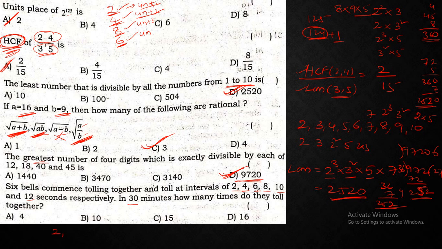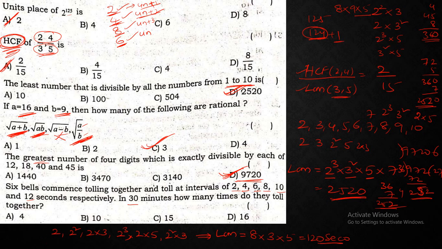2 is 2, 4 is 2 square, 6 is 2 into 3, 8 is 2 cube, next 10 is 2 into 5, next 12 is 2 square into 3. Based on this, what is the highest power of 2? 2, 2 square, 2 cube, so clearly it is 2 cube. Next 3, 3 power 1. Next 5 power 1. So 8 threes are 24, 24 fives are 120, so that is 120 seconds. So for every 120 seconds they toll together.